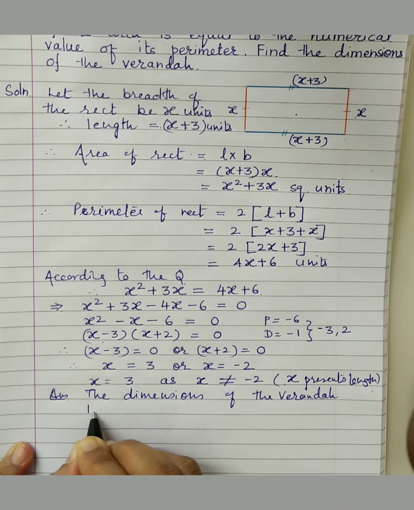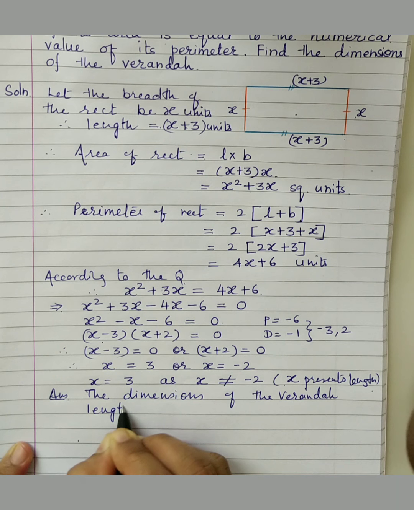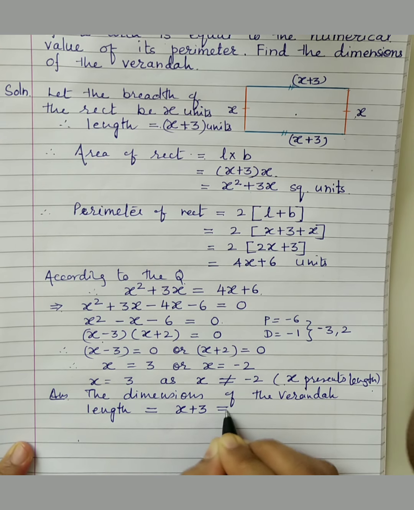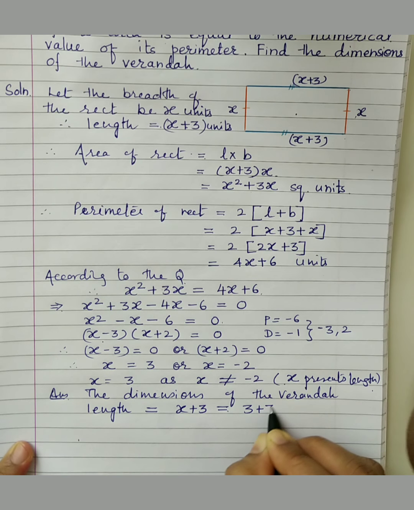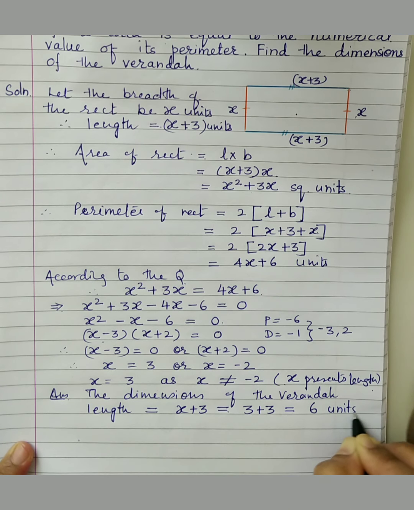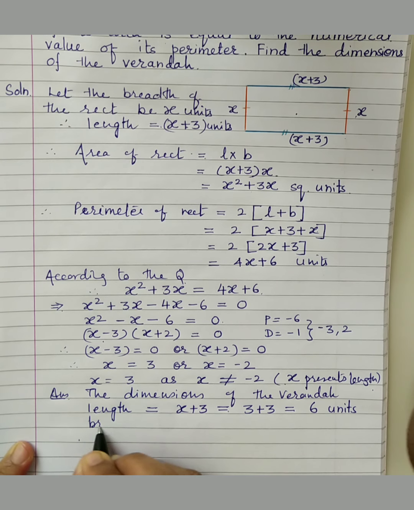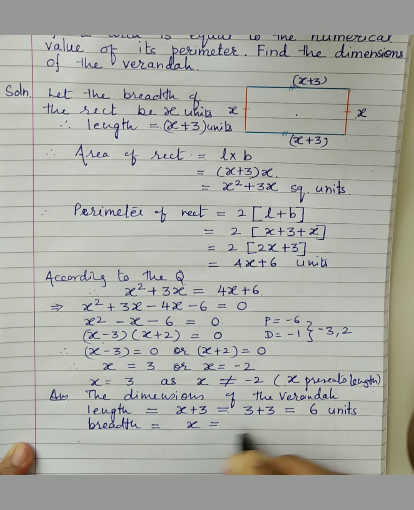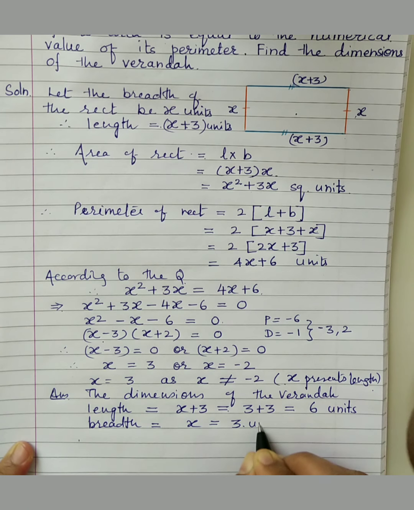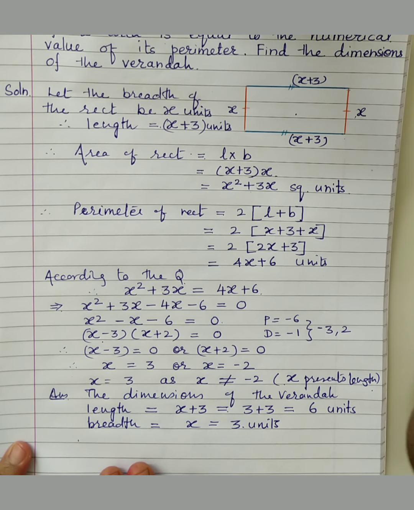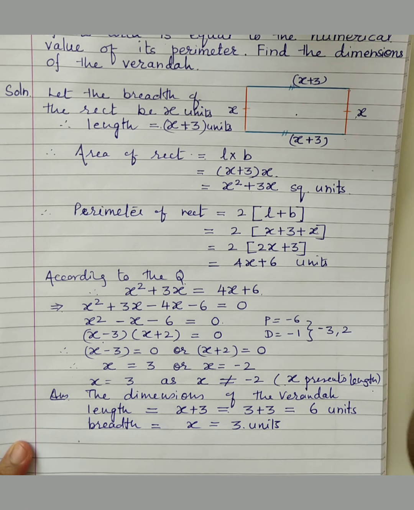First is length. Length was assumed as x plus 3, so this will be 3 plus 3, that is 6 units. Same way you can write the breadth. Breadth was assumed as x. x we have taken as 3. So 3 units. Okay, length and breadth are found here.